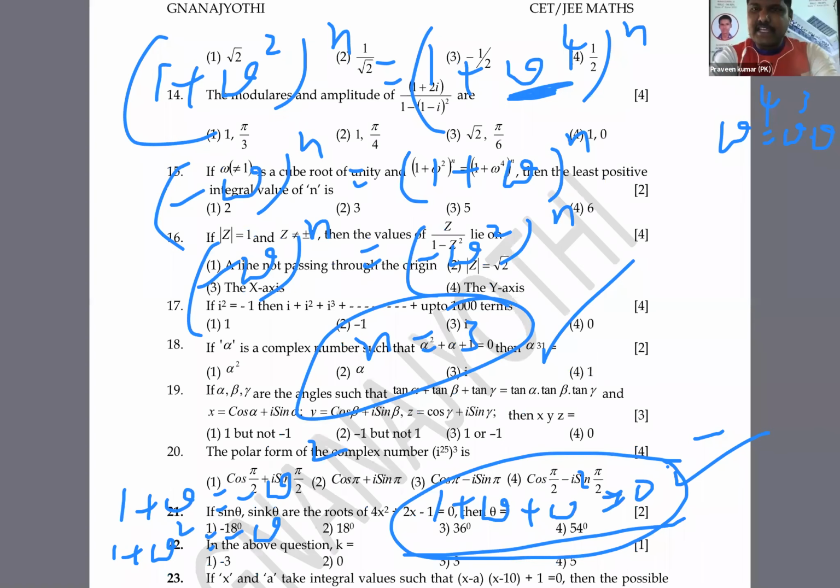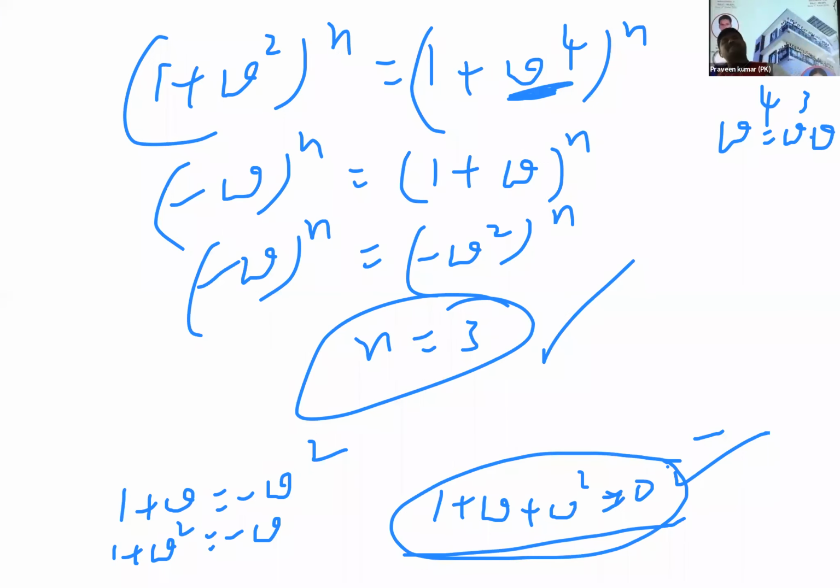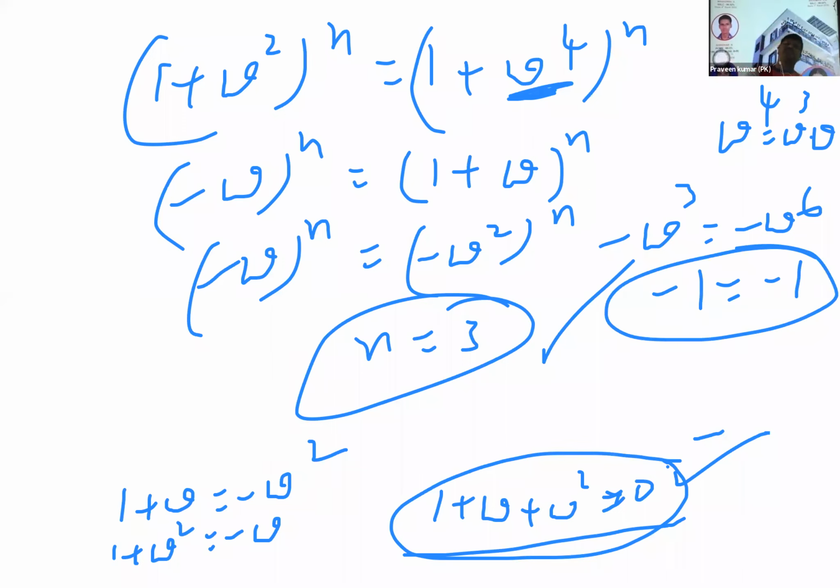They are asking least or largest. The least positive integral value means n is 3. They ask what is the smallest number we substitute in place of n. Smallest number is 3. Largest number, anything is possible: 6, 9, 15. A multiple of 3 means it is 1. If you substitute 3 in place of n, what do you get? Minus omega cube is equal to minus omega power 6, minus 1 is equal to minus 1. Equal now. That's it. How much do we substitute in place of n? These two are equal. n equals 3.